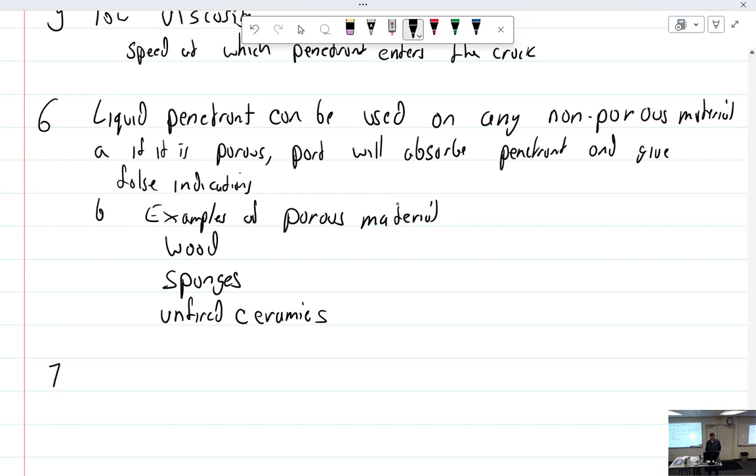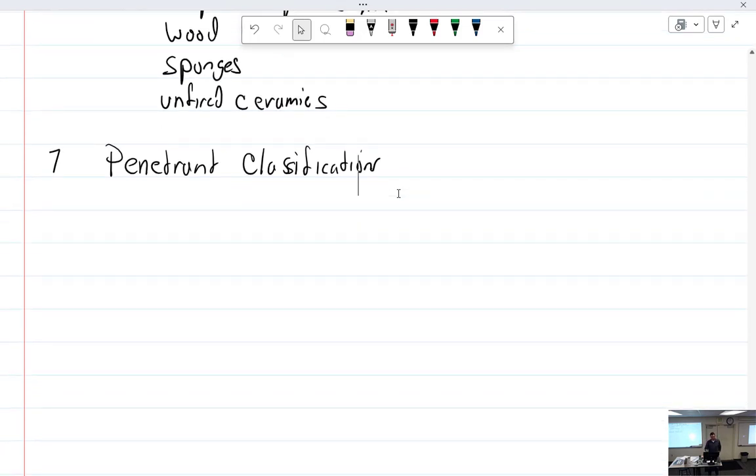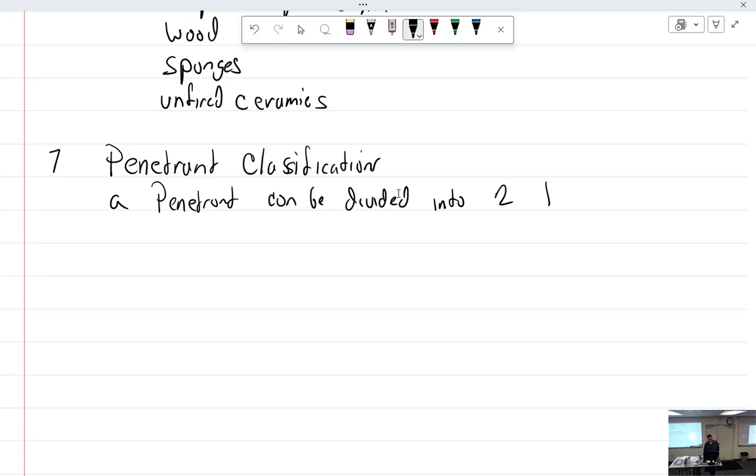So, penetrant classifications. We can define penetrant basically as two different types. Three if you really want to, but I don't. Penetrant can be divided into a lot of different types. First, we're going to start with two. So type one, which I like to think of as the first one you should use, is fluorescent penetrant.